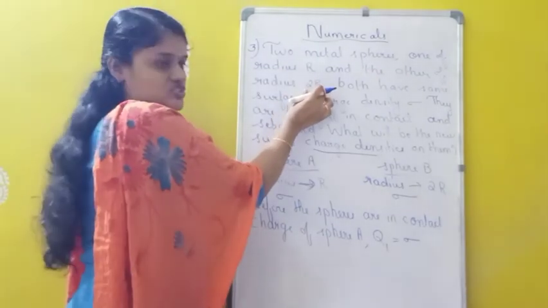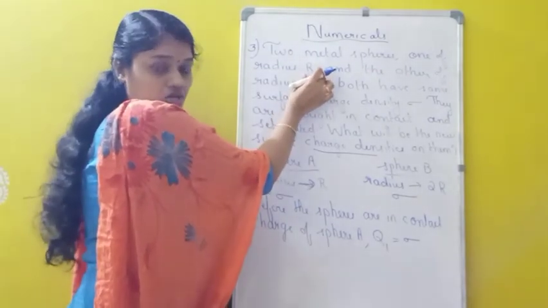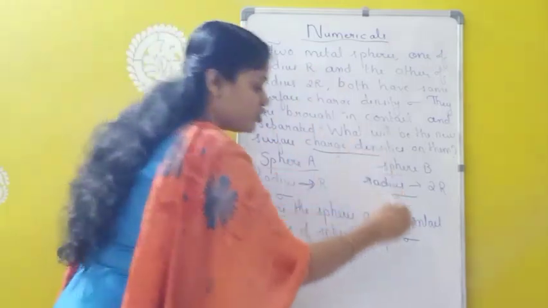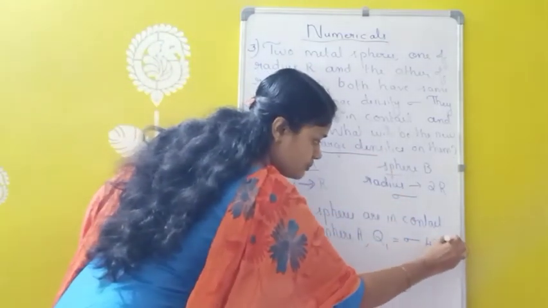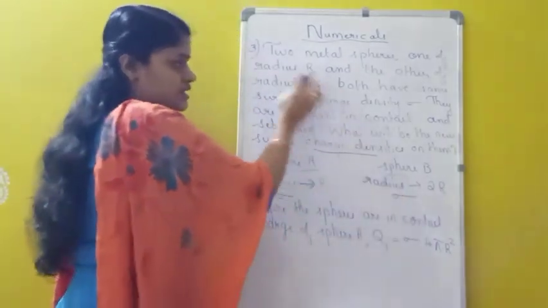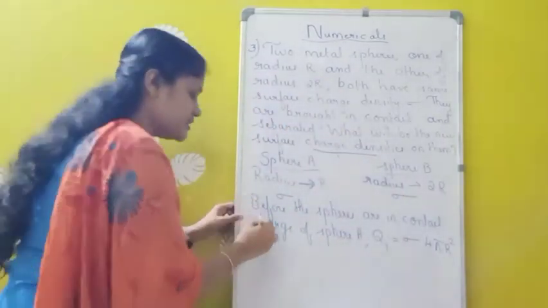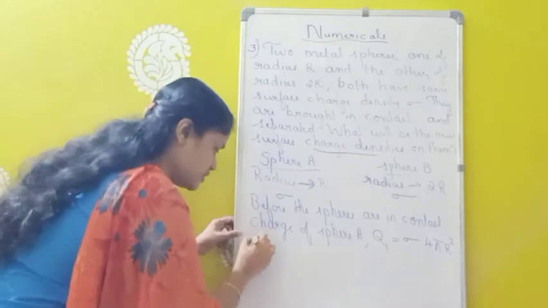What is the area of the first sphere? The radius is R, so the surface area is 4 pi R square. So Q1 equals sigma into 4 pi R square. This is the charge of the first sphere.